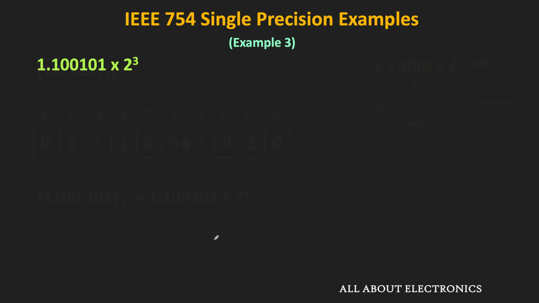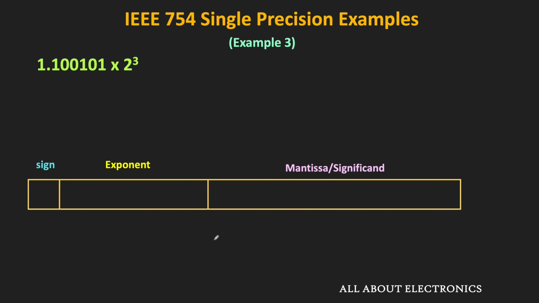Now, let us see how to represent this normalized binary number in the 32-bit format. Here, since the number is positive, the sign bit will remain 0. Now, we know that this one just before the binary point is not stored in this 32-bit format, and only this fractional part is stored.